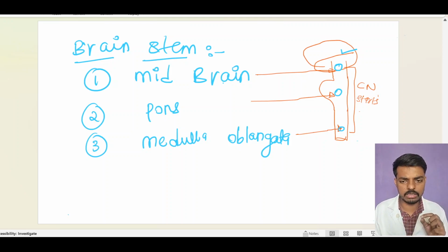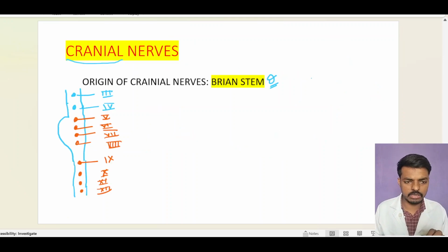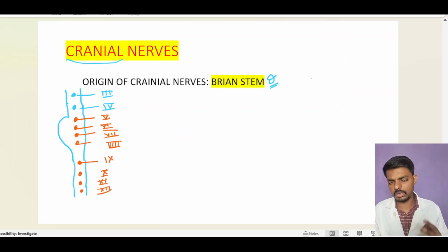From here, our cranial nerves originate. We will see which nerves originate from the brainstem. Okay, cranial nerve third. We have a total of 12 cranial nerves. Among those, 10 cranial nerves originate from our very important brainstem. Two cranial nerves do not have any kind of nucleus, and they do not originate from our brainstem.